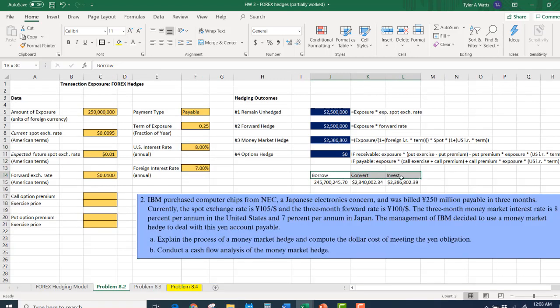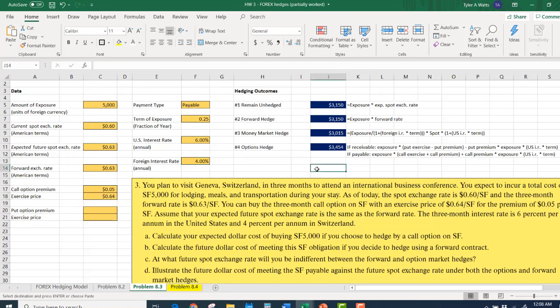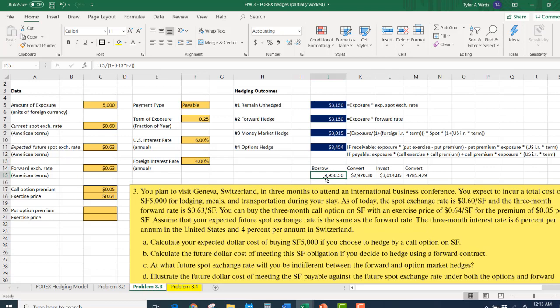I'm going to break down that money market thing the same way I did over here in problem 8.2. So I'm just going to copy. So here we're basically saying we need 4,950 Swiss francs. If we invested that at 4%, the Swiss rate for 3 months, that would turn into 5,000 Swiss francs, which is what we need. And to fund that with dollars would only take $2,970. That's the 4,950 Swiss francs at the spot exchange rate.